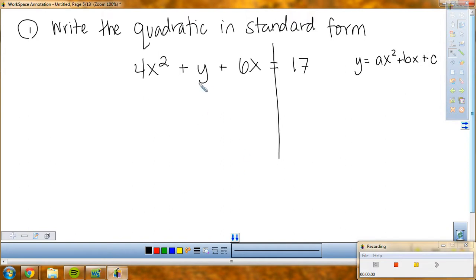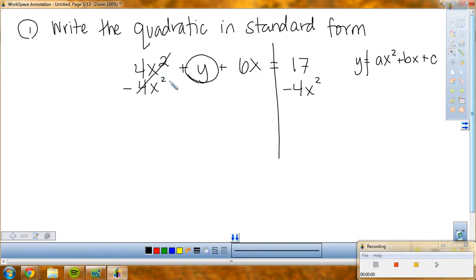So I want to keep my y all by itself, and everything else needs to move to the other side. So right now y is in the right place, so I need to move my 4x squared and my 6x. So I can move 4x squared by subtracting it to the other side.